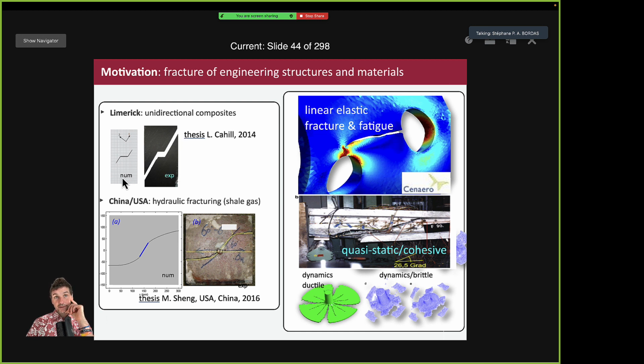Of course, it was a very simple fracture pattern, but we replicate that with Mao Sheng in the US and in China, where he did some experiments. Where we have some hydraulic fracturing in the rock, and the goal was to look at the propagation of the cracks. So we have a series of papers on hydraulic fracturing and shale gas and other areas which we could talk about if you're interested.